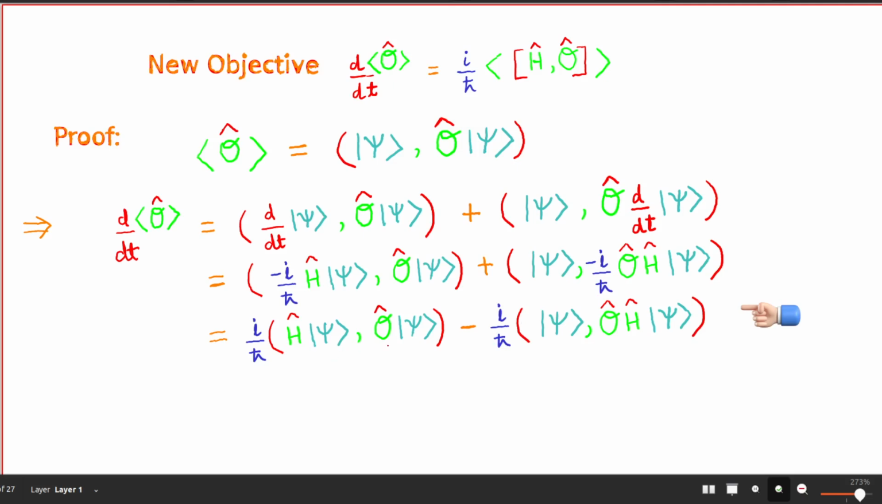So we get two terms differing by sign. In the first term we have H psi on the left hand side and the inner product with operator O acting on state psi, and in the second term we have state psi and the inner product with operator O times H acting on state psi.